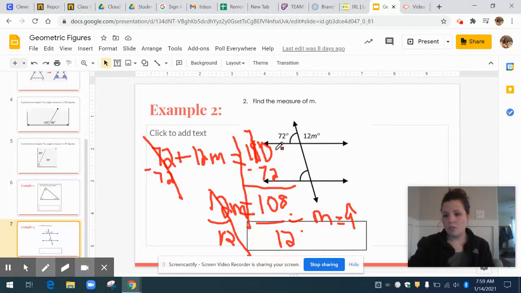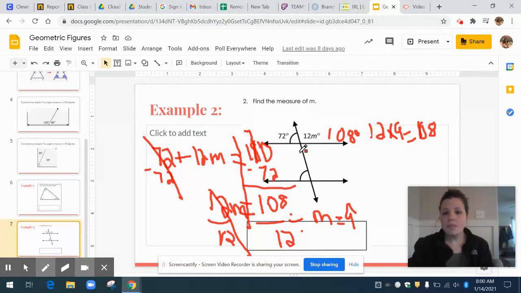Had they asked me to solve for the measure, let's say, of this angle here, well, I know this angle is 72 degrees. If I needed to find the measure of this angle, the measure of this angle is 12 times m. So then I would plug in 9, and 12 times 9 is 108 degrees. So if they had asked for the measure of the angle, I would plug my m value back into whatever this angle originally said.